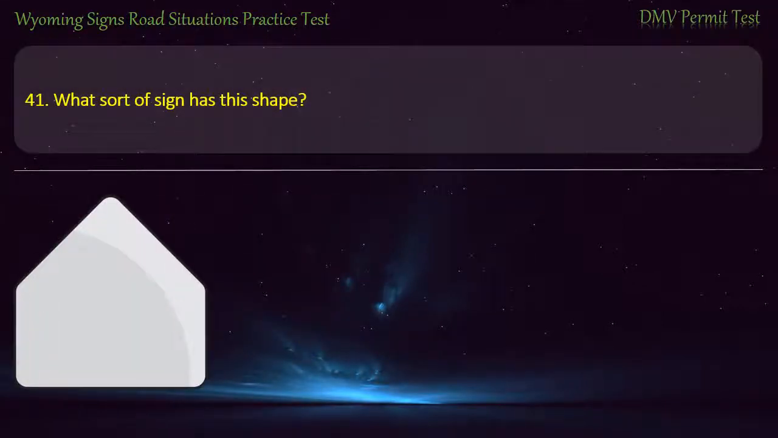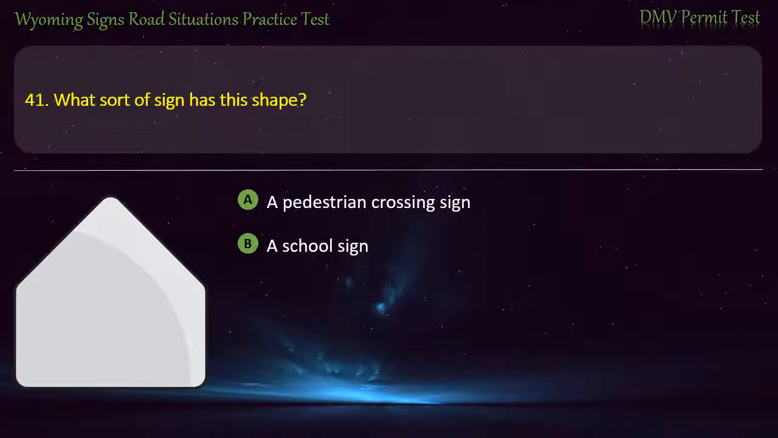Question 41. What sort of sign has this shape? A pedestrian crossing sign. A school sign. A work zone sign. A lane control sign. Answer. A school sign.